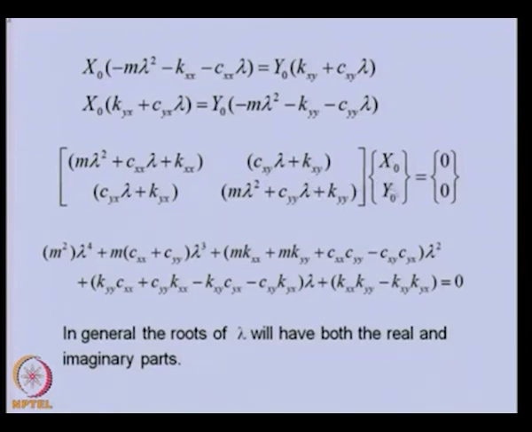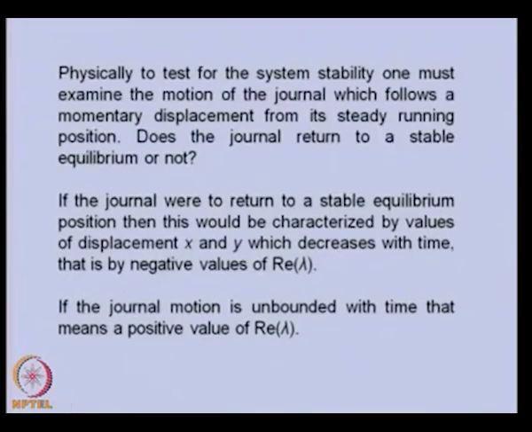Because this is homogeneous, for a non-trivial solution the determinant of this should be 0. If we take the determinant of this matrix as 0, we will get a fourth degree polynomial in terms of lambda, and the polynomial will have this form. Each and every term of lambda will have some coefficients, and these coefficients will help us in finding out the stability of the system. In general, the roots of this lambda will be complex, having both real and imaginary parts, so we got a fourth degree polynomial, and that will help us in finding the instability of the system.